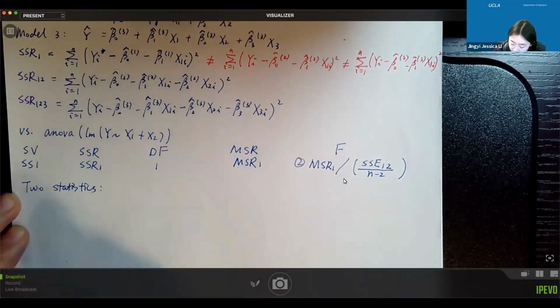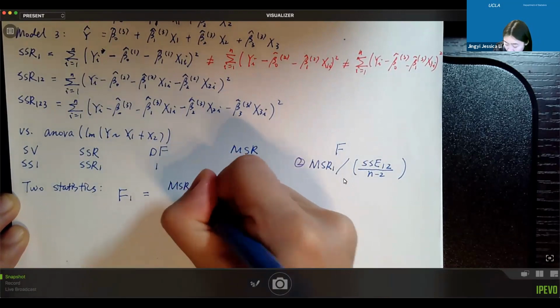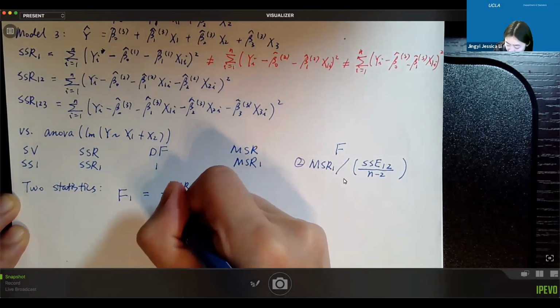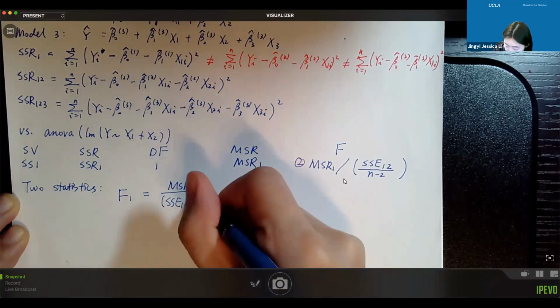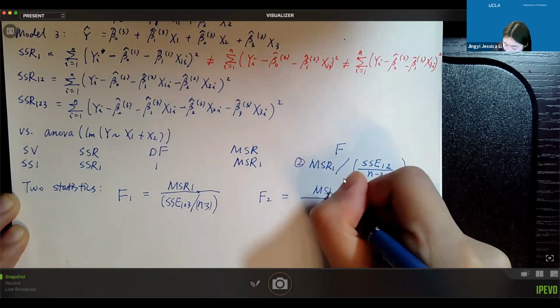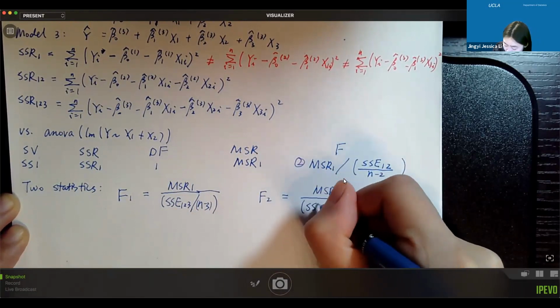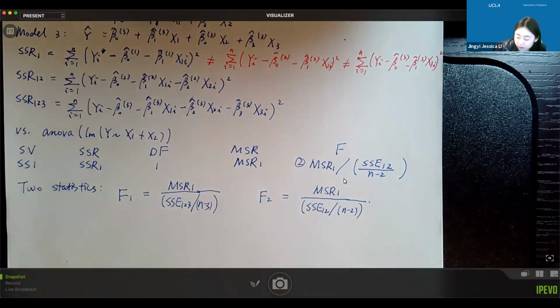One is MSR1 over SSE123 over n minus 3. The other one, I call it F2, is MSR1 divided by SSE12 over n minus 2. So if you look at the formula, they are not the same. And if you calculate these 2 statistics on one particular data set, you can try this yourself, they are also mostly different, right? They are only equal to each other in special cases.